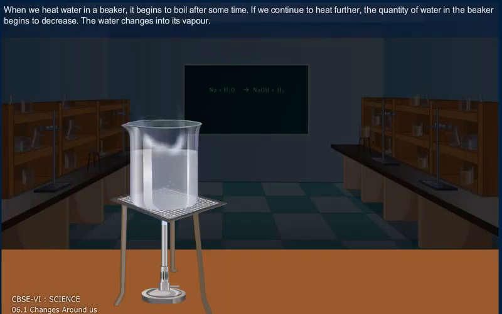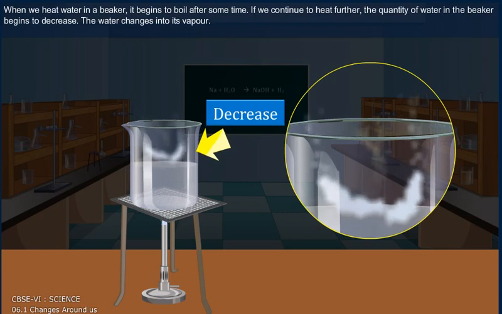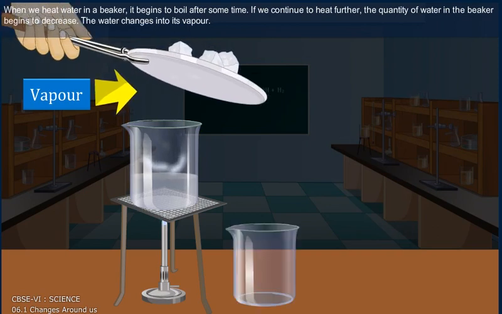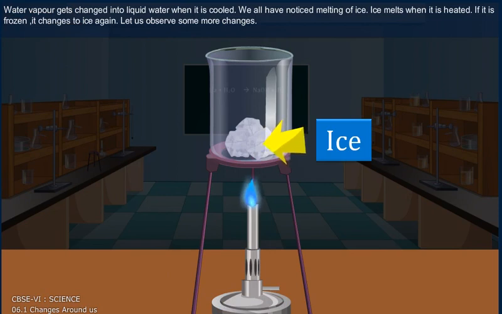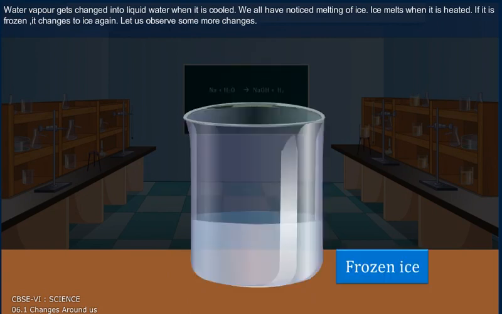When we heat water in a beaker, it begins to boil after some time. If we continue to heat further, the quantity of water in the beaker begins to decrease. The water changes into its vapor. Water vapor gets changed into liquid water when it is cooled. We all have noticed melting of ice. Ice melts when it is heated. If it is frozen, it changes to ice again. Let us observe some more changes.